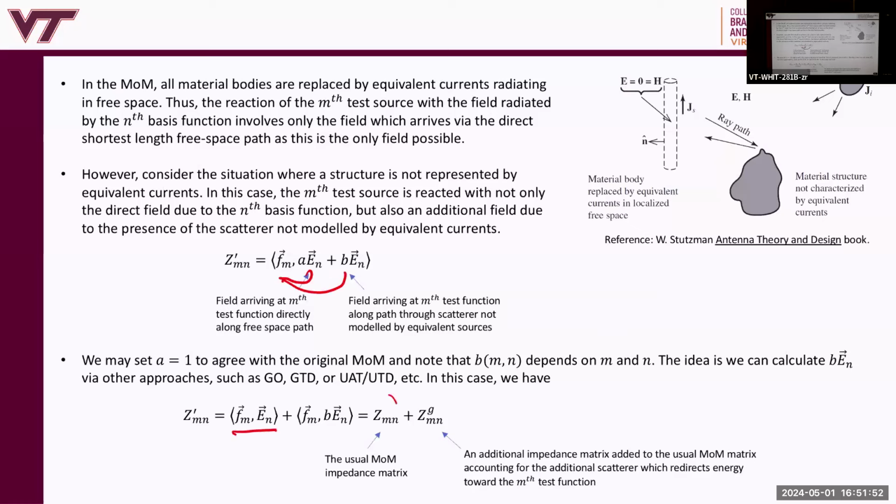All right, so if we distribute this Fm onto these two terms, then we get FMEN, which is the regular impedance matrix for method of moments. And the other one is Fm into BEN, which is this new matrix, called ZEMG, an additional impedance matrix added to the usual MoM matrix, accounting for the additional scatter, which redirects energy toward the mth test function. Yeah?